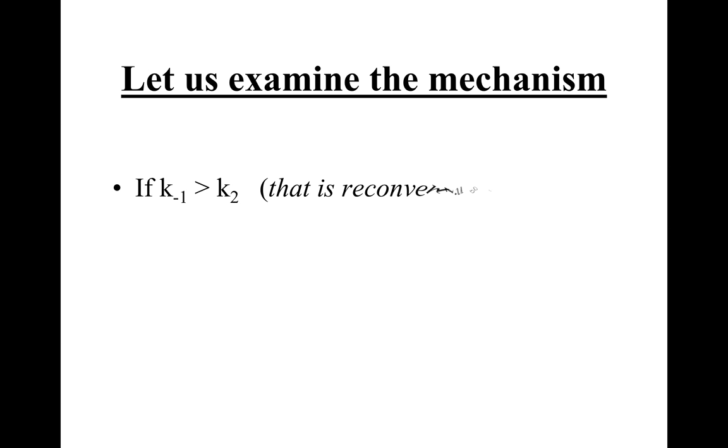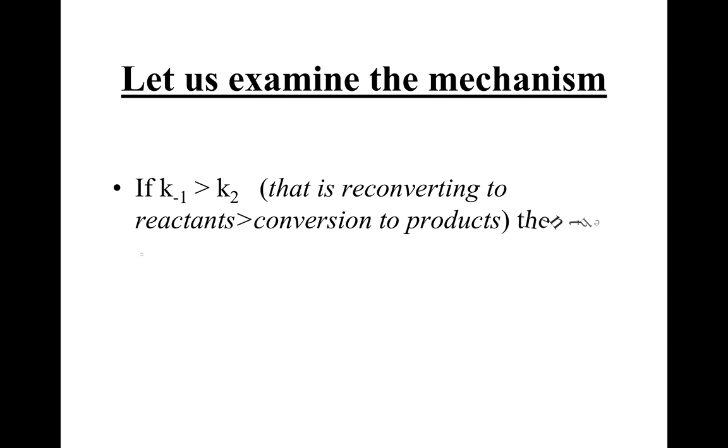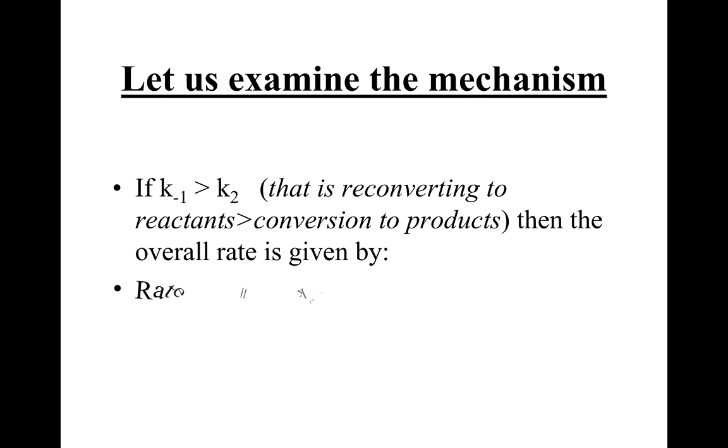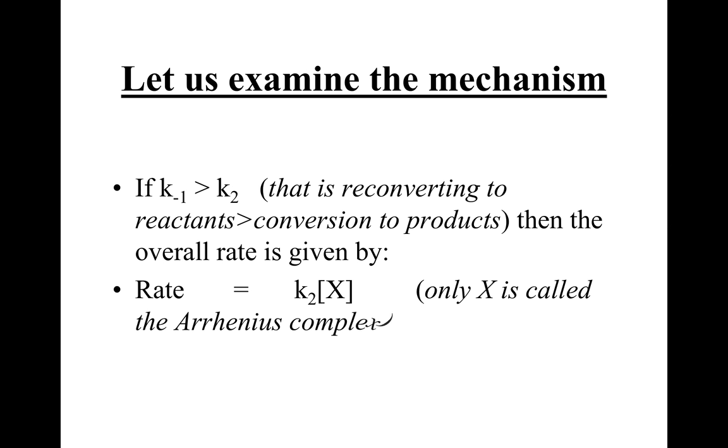Right, let us examine the mechanism in a little bit of detail. Let's look at a situation where K minus 1 is much, much bigger than K2. That is, the reconversion to reactants is much faster than the conversion to products. Then the overall rate is given by rate equals K2 times the concentration of X, where X is called the Arrhenius complex.